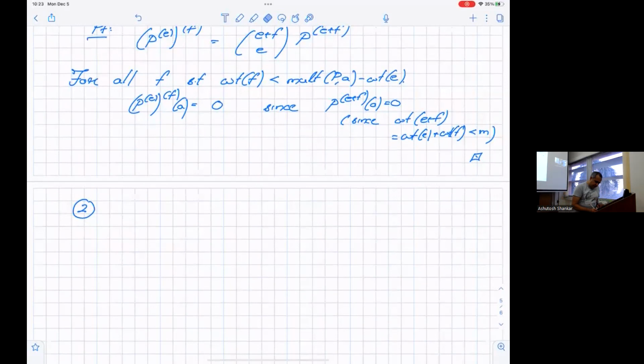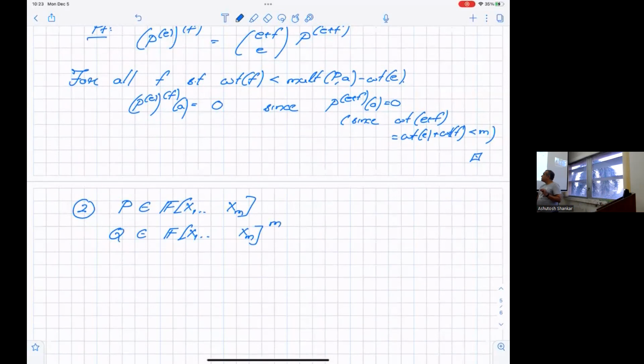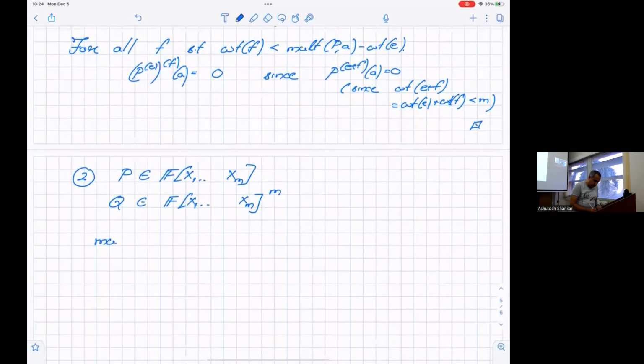So I have P, which is a function, and I'll write the multivariate version directly, of x1 to xm. Q is also a function of x1 to xm, but it's not one function, it's actually m functions. They're m polynomials. P is one single polynomial, Q is m polynomials, and you're going to look at the multiplicity of P composed with Q at the point A. And A is a point in F2. Okay. This should be clear what I now mean.